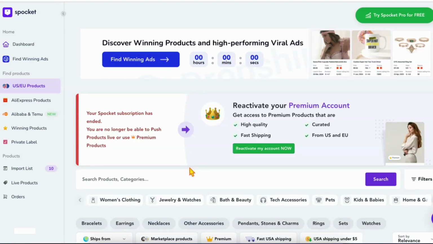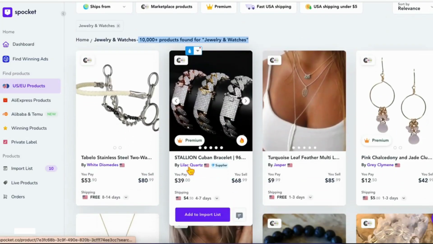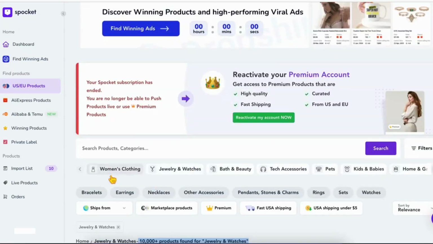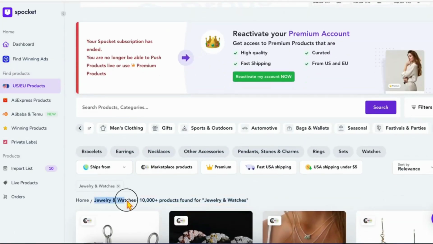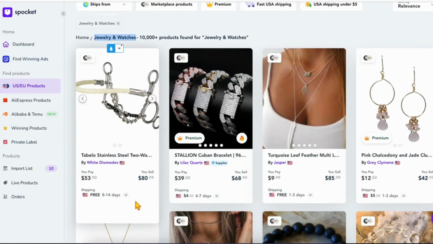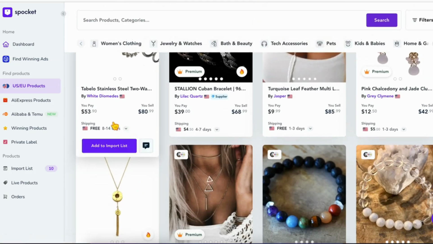In this video, we will explore how to analyze product prices and profit margins using Spocket. First, we are examining all products in the jewelry and watch categories. Here, you can see the cost price of the product is $53, and the price you would charge your customer is $80. This cost includes the amount you pay to the supplier.